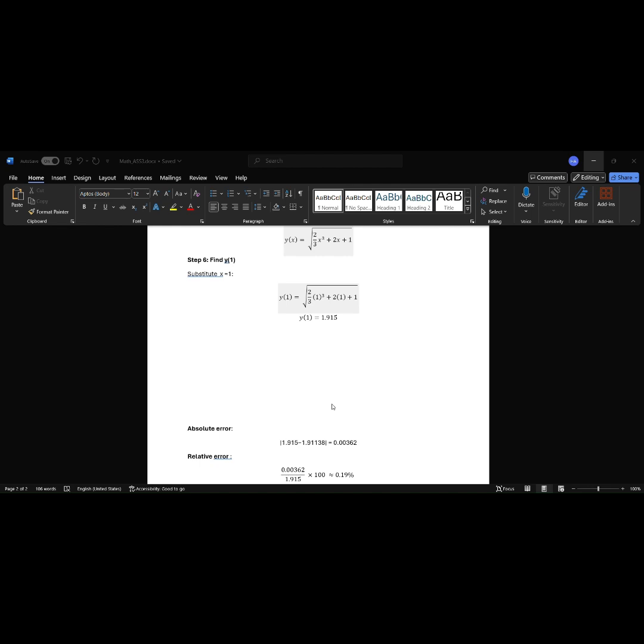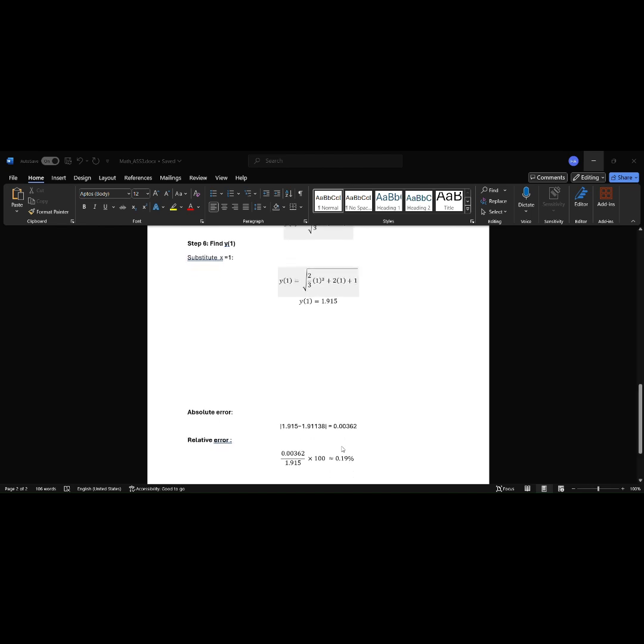Now I will compare it with Euler's estimated solution. The absolute error between Euler's estimate and the exact solution is about 0.00362. This means Euler's method was only off by a very small amount. To express this as a percentage, I use the relative error and I get 0.90%, which is less than 1%, which shows that Euler's method with a step size of 0.1 gives a very accurate result.